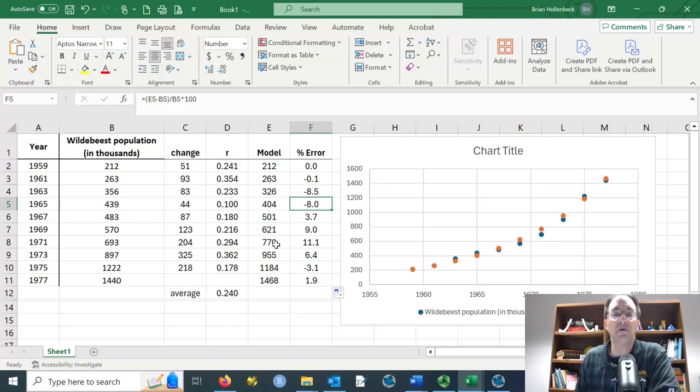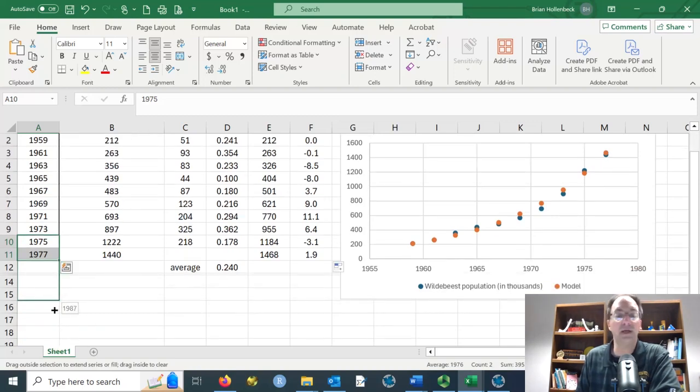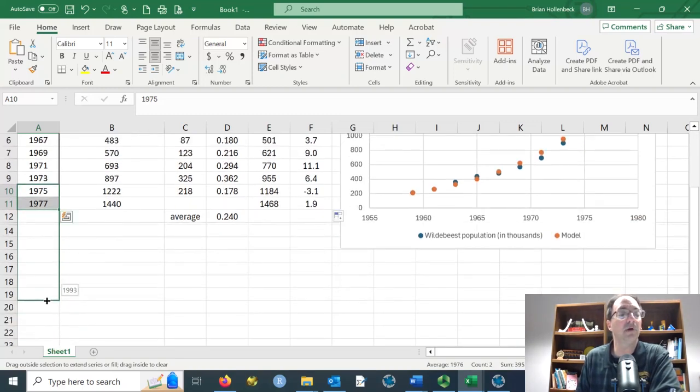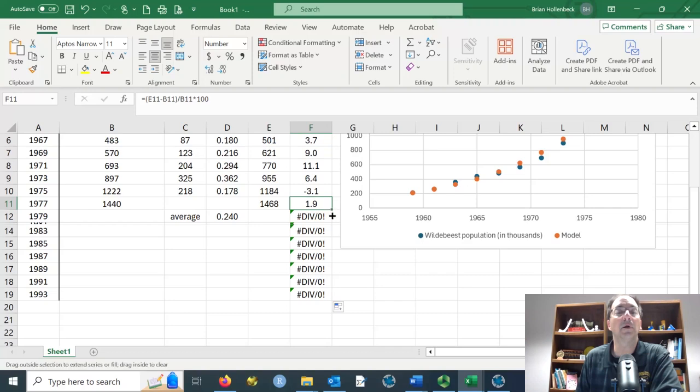Now, what we might be interested in, though, is analyzing this model further. For instance, what happens if we try to interpolate or extrapolate? So we can do that. We can take this pattern of 75 to 77, and we can continue on until, say, 93. And then we can drag this down and also take that down to 1993. Not the error, the prediction.